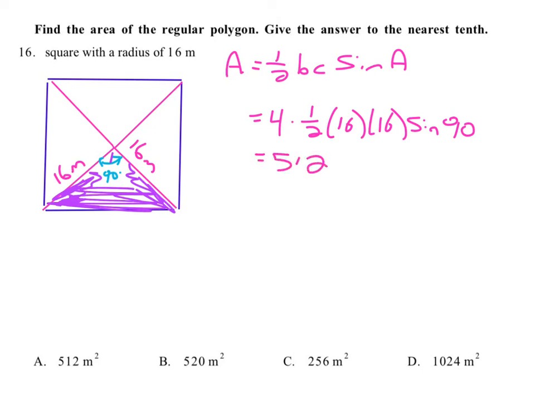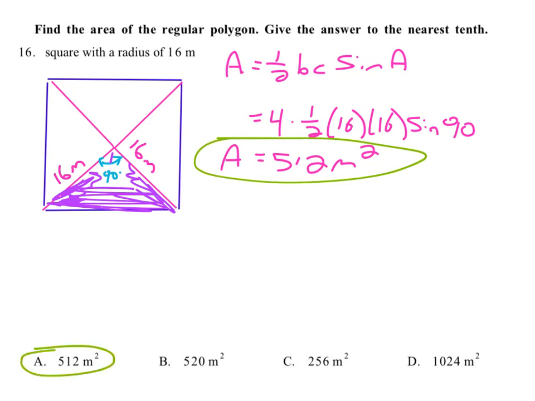What we get there is 512, and the units are meters, so we get meters squared. It is not an approximation because the sine of 90 is exactly 1. So we get an exact number, 512 meters squared, and that is A.